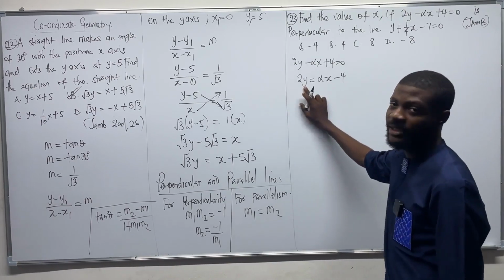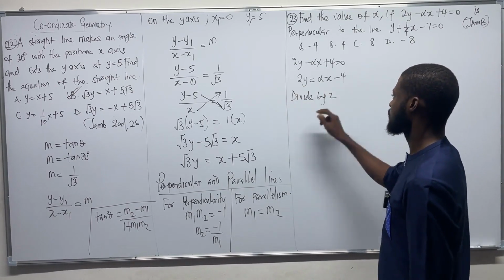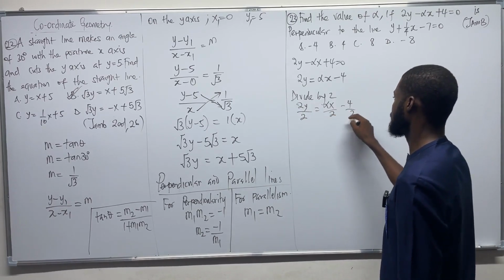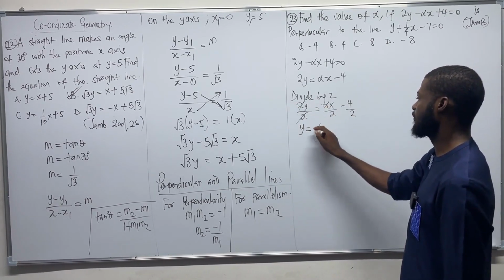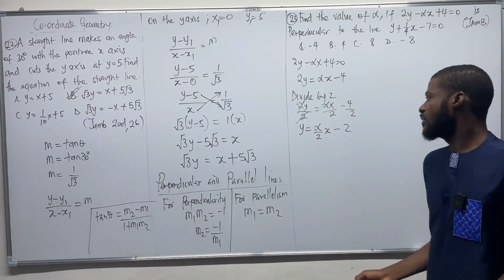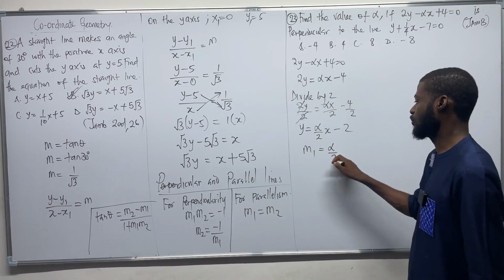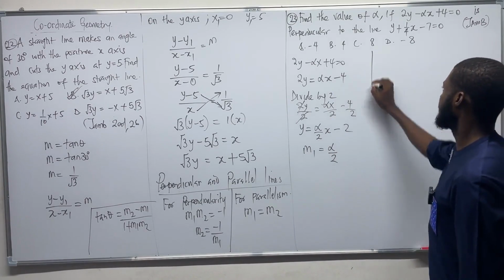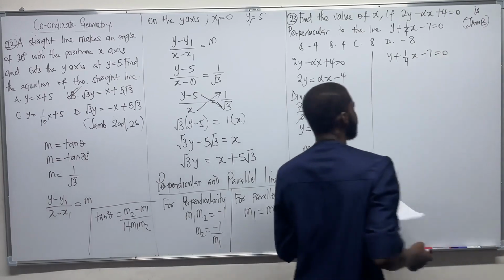For me to make my y stand alone, I need to divide every single thing by 2. So this is 2y over 2 equal alpha x over 2 minus 4 over 2. So the 2 cancels the 2. So we have y equal alpha over 2x minus 4 over 2 is just 2. So that's what we have. Now what will become my gradient? Since this is the first line, I'll call this M1. It's alpha over 2 because gradient is that thing attached to x, which is alpha over 2 in this case. And the next line is y plus 1 over 4x minus 7 equal to 0.